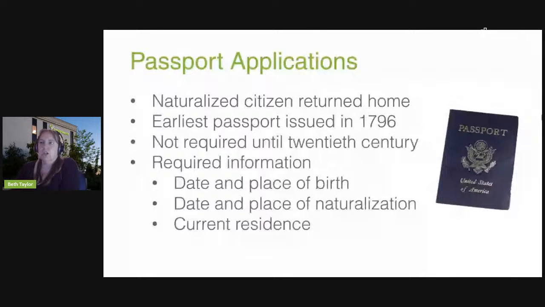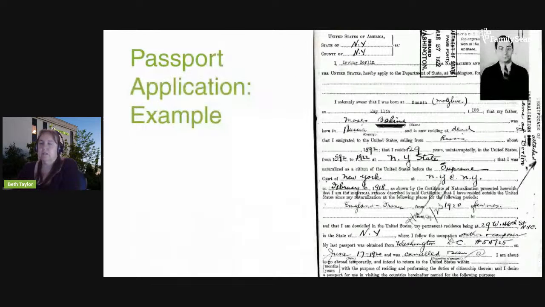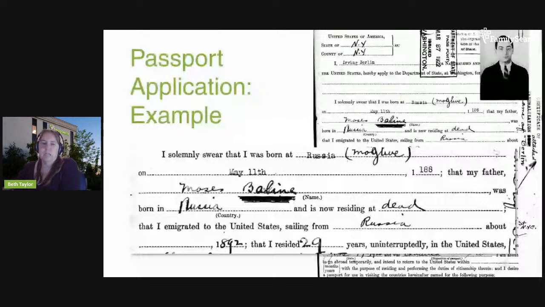But there's a lot of good information on those passport applications: date and place of birth, date and place of naturalization, their current residence. So here's an example of a passport application for a man named Irving Berlin, who famously wrote a number of songs, including White Christmas. He says, "I was born in Mogilev, Russia on May 11th, 1888. My father's name was Moses, and he was born in Russia. He is now deceased, and I came to the United States in 1892."